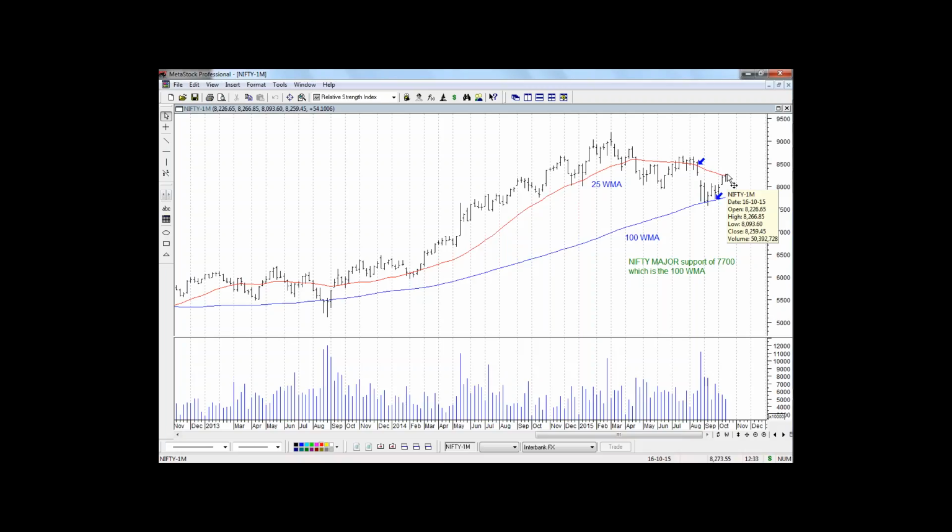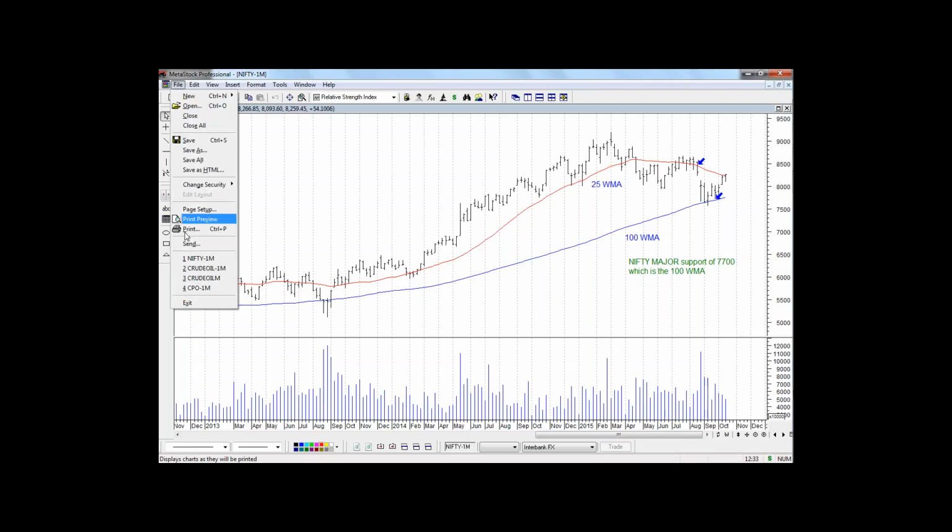So if the Nifty closes any day above 8260 or 8270, it is a perfect signal that the index is now in a bullish zone.